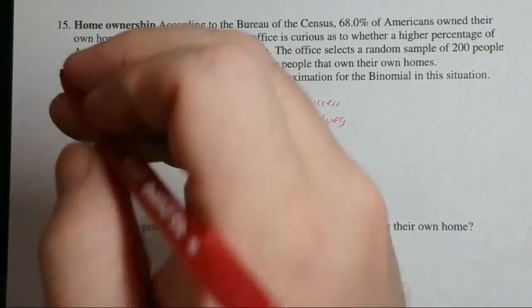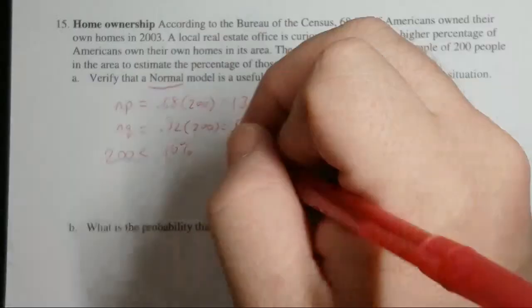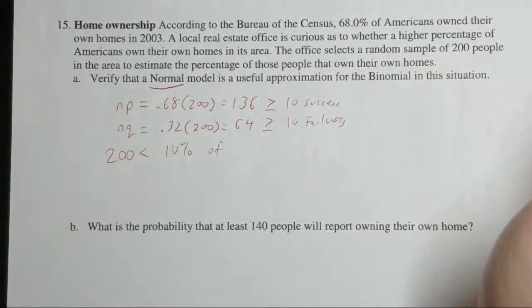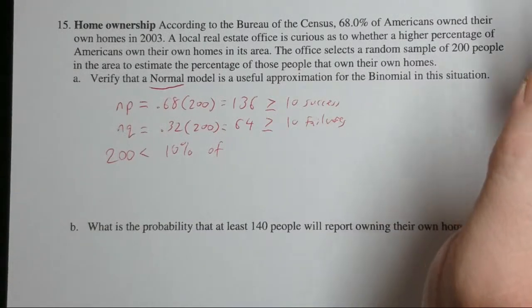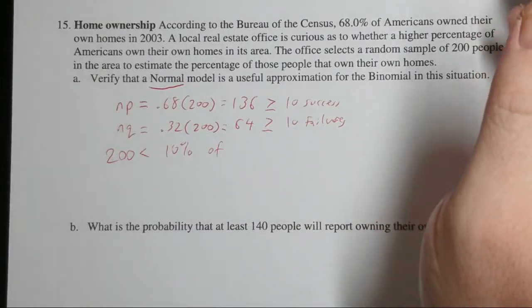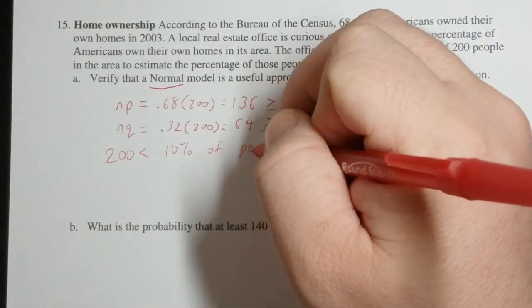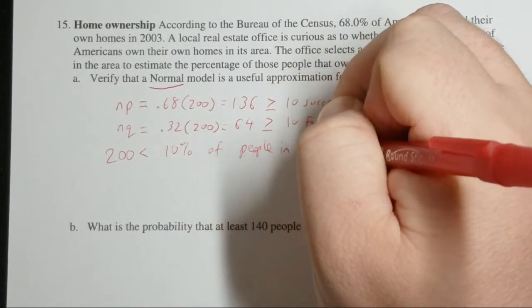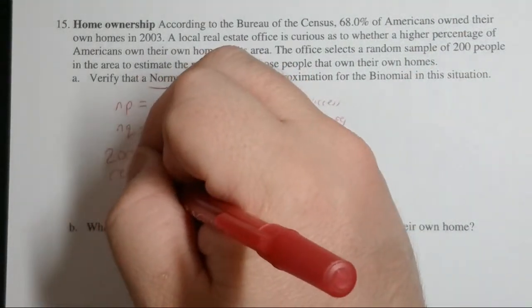We could say that 200 is less than 10%. Now it says 68% of Americans own their own homes. We're looking at 200 people in the area to estimate the percentage of those homes owned by the owners. So 200 would be less than 10% of people in the area. Random sample was stated.